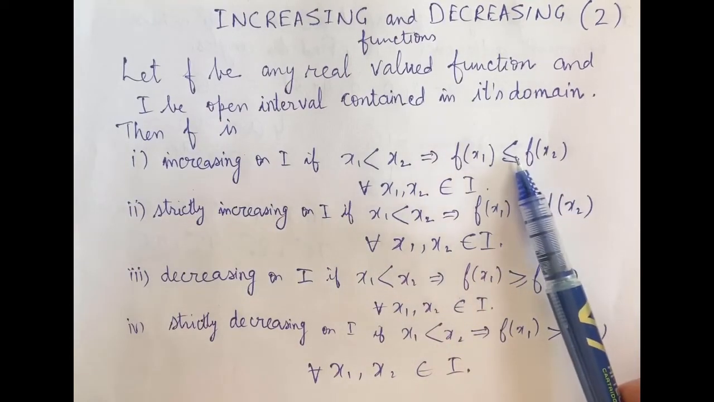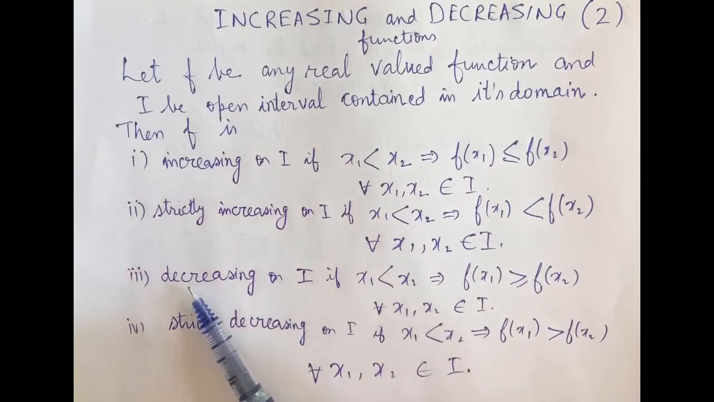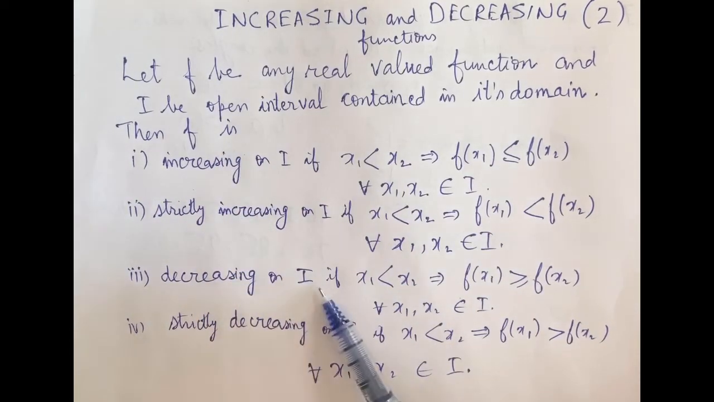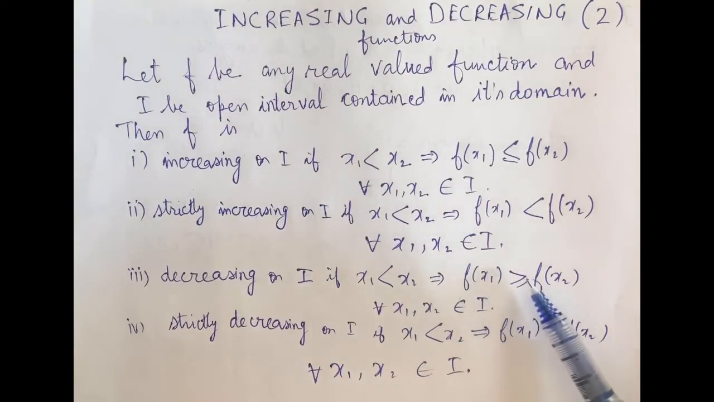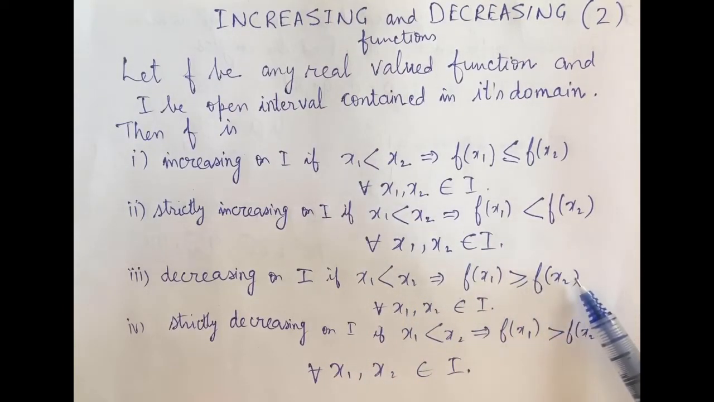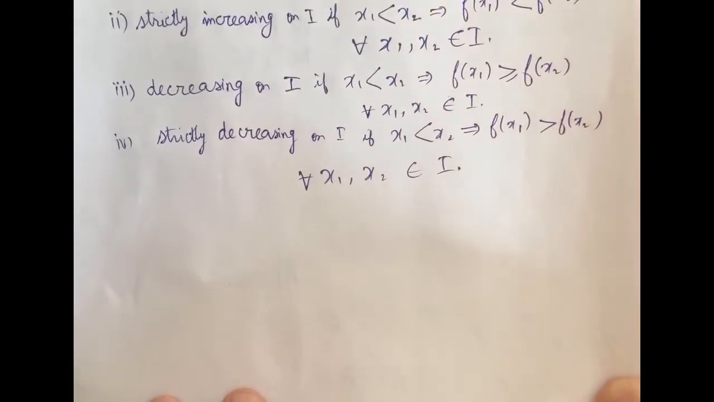Here it was less than or equal to, here it's less than, and f is said to be decreasing on I if x1 less than x2 implies f of x1 greater than or equal to f of x2, and it's strictly decreasing if x1 less than x2 implies f of x1 greater than f of x2 for all x1, x2 belonging to I. Let us understand with the help of graph.